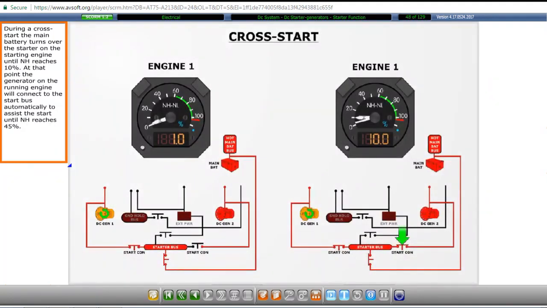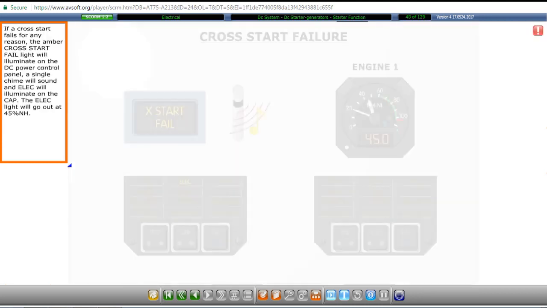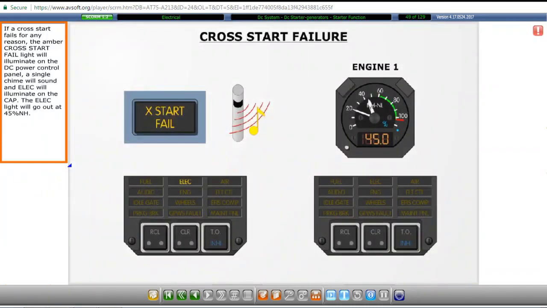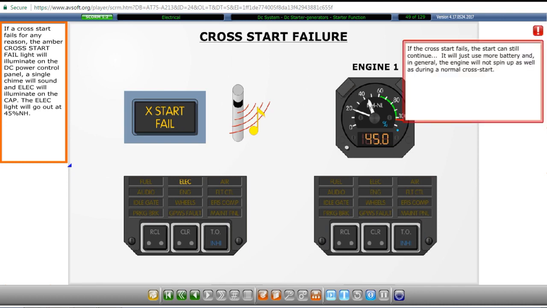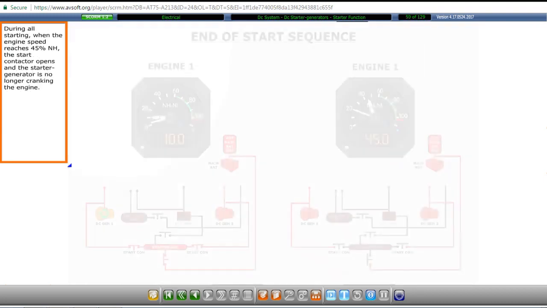During a cross start, the main battery turns over the starter on the starting engine until NH reaches 10%. At that point, the generator on the running engine will connect to the start bus automatically to assist the start until NH reaches 45%. If a cross start fails for any reason, an amber cross start failure light will illuminate, a single chime will sound, and electricity will show on the cap. The electricity light will go out at 45% NH.